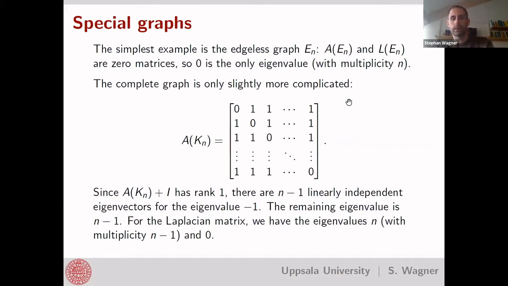You can easily convince yourself that the 1, 1, 1, ..., 1 vector is an eigenvector for the eigenvalue n minus 1. And that's that. We get minus 1 with multiplicity n minus 1 and n minus 1 as a simple eigenvalue for the complete graph. For the Laplacian matrix, we can actually convert because the complete graph is regular. We have the eigenvalues n with multiplicity n minus 1, and 0.